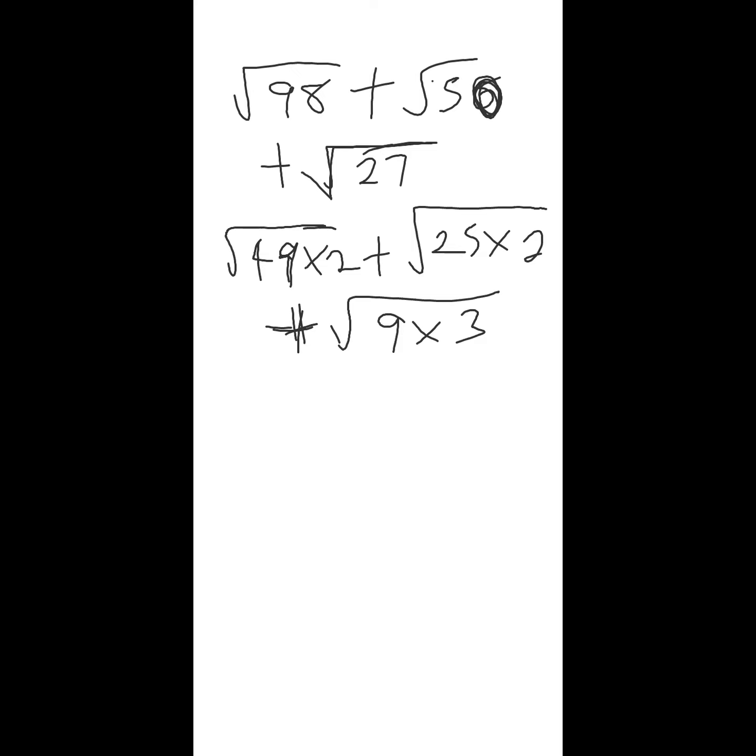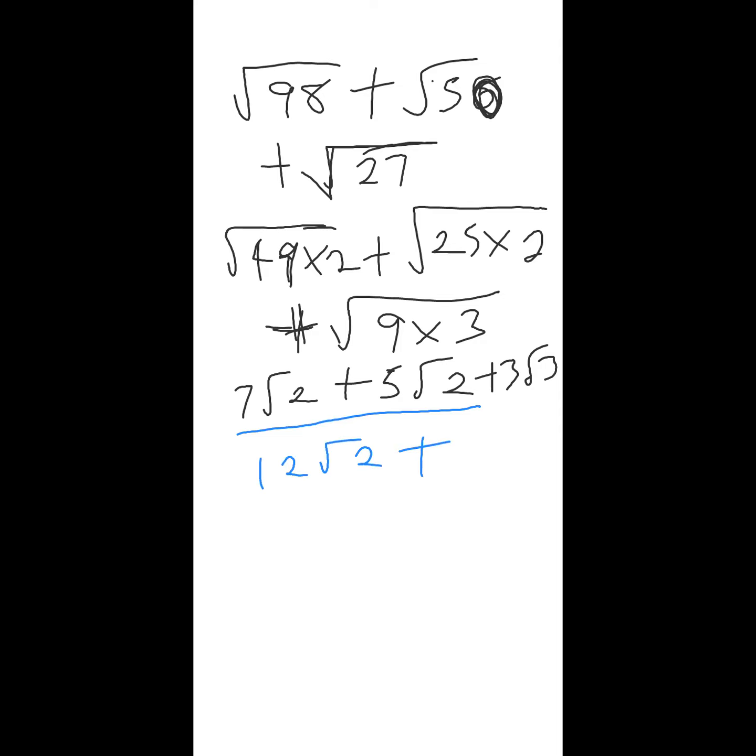So you have all of this. Square root of 49 can be found, so I will just compress it now. 7 root 2 plus 5 root 2 plus 3 root 3. Yes, that is what I will have, because square root of 9 is 3, square root of 25 is 5, square root of 49 is 7. So at the end of the day, 7 root 2 and 5 root 2 can be added. They are of the same type. It's like 7 of this plus 5 of this. Of course, you get 12 root 2 plus 3 root 3.